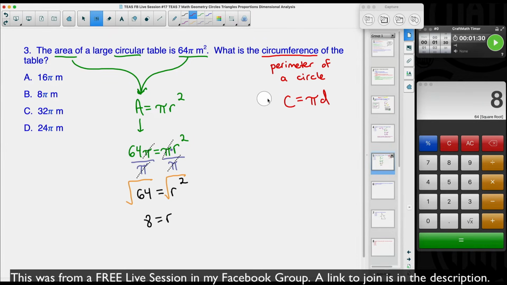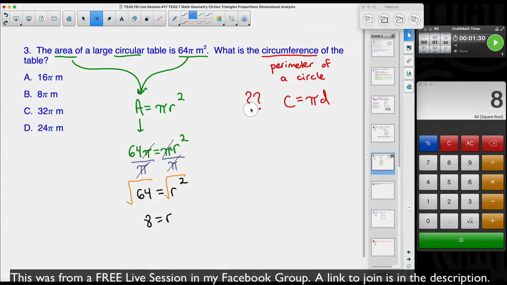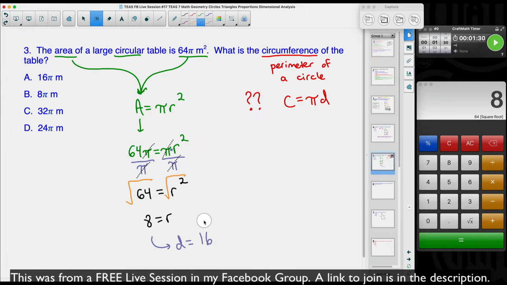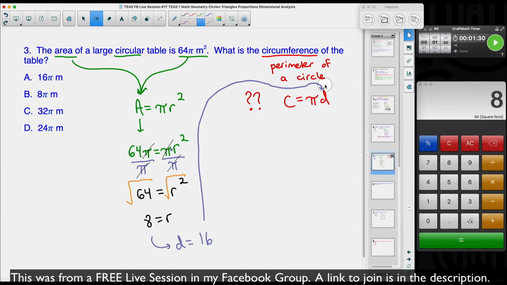So our question from a few moments ago, what is the circumference? If our radius is 8, that means our diameter is going to be 16. Let's plug that into D. That's what the D stands for, diameter.